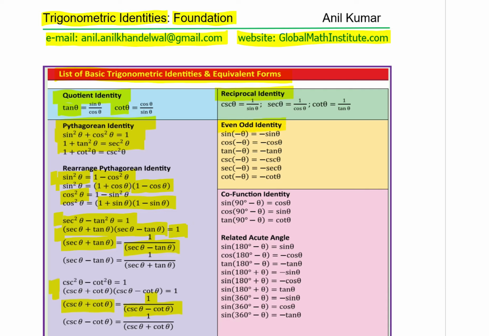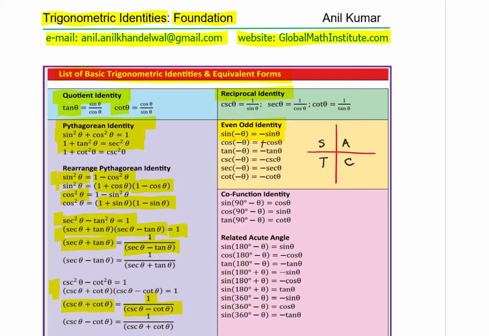Then, even and odd functions. Sine is an odd function. That means sine of minus theta is minus sine theta, and cosine is an even function. That means cos of minus theta is plus cos theta, right? So this is very clear from the CAST rule. In the CAST rule, you know that cosine is positive in quadrant 4, where the angle is negative. So the value is positive, correct? As it is in quadrant 1, right? So that is a rule which you have to remember, and that helps you to prove these identities also.